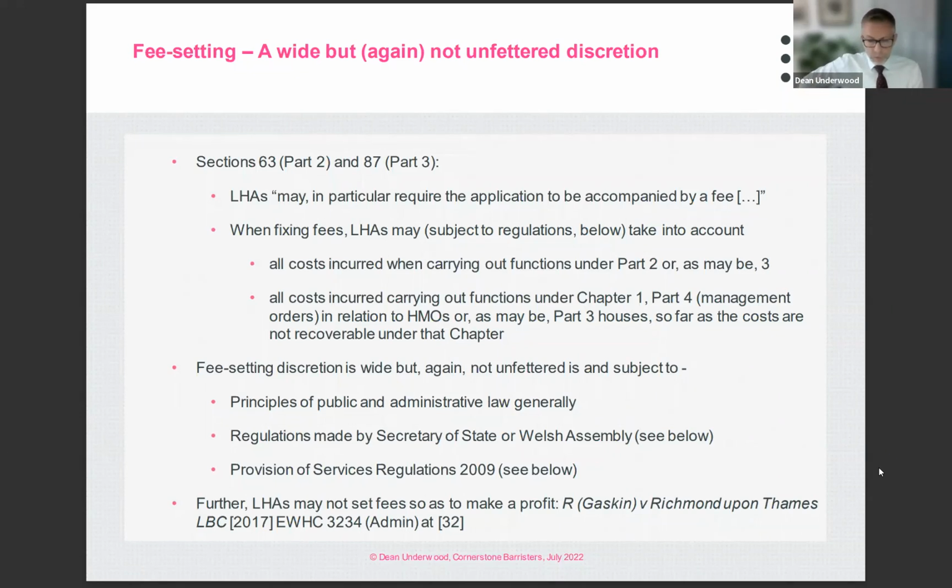Again, this is in the judgment of Lord Justice Bean, a typically erudite judgment. "Section 63, subsection 7, expressly permits the council in fixing fees under section 63 to take into account all costs incurred in carrying out their functions under the relevant part of the 2004 Act. It cannot make a profit from the fees in the sense of levying more from HMO licence applicants than is required to cover the overall cost of these functions, but it is not unlawful to charge the same for a renewal application as for a first application."